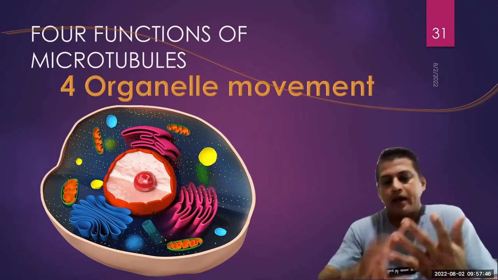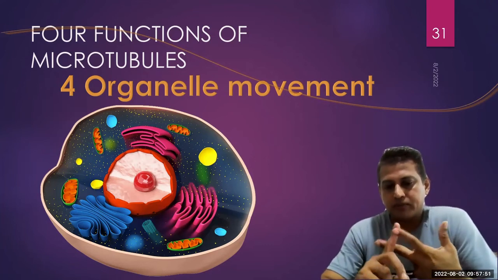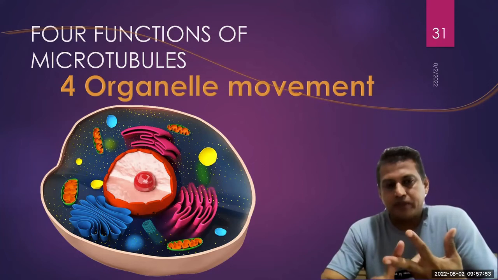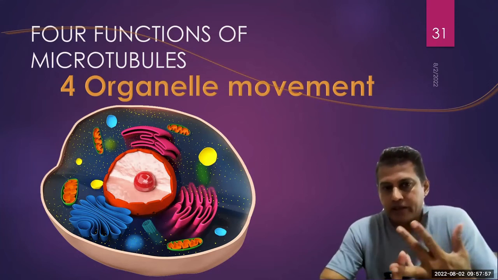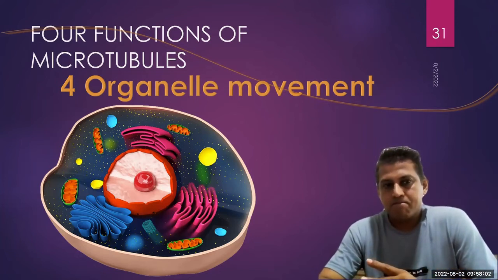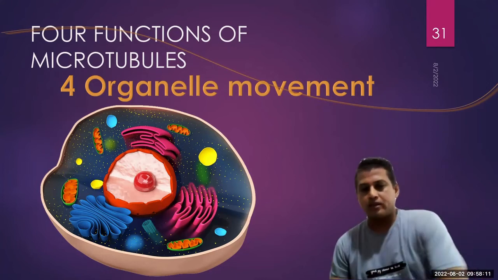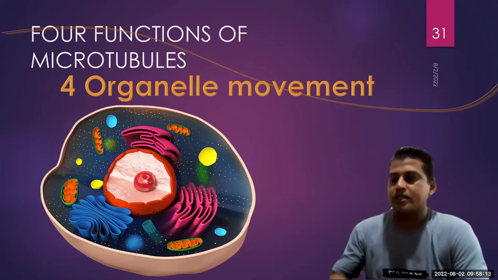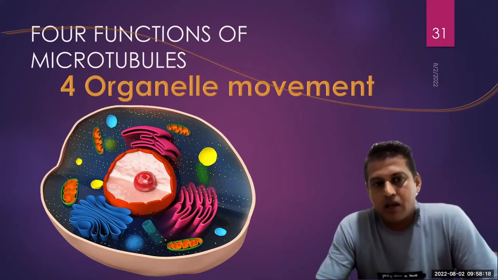So the four functions of microtubules: cell shape, then the motility of the cell, cell movement, then the chromosome movement, organelle movement. Yeah, cell shape and the strength. Cell shape and the strength. You can take it as the strength and the cell shape.